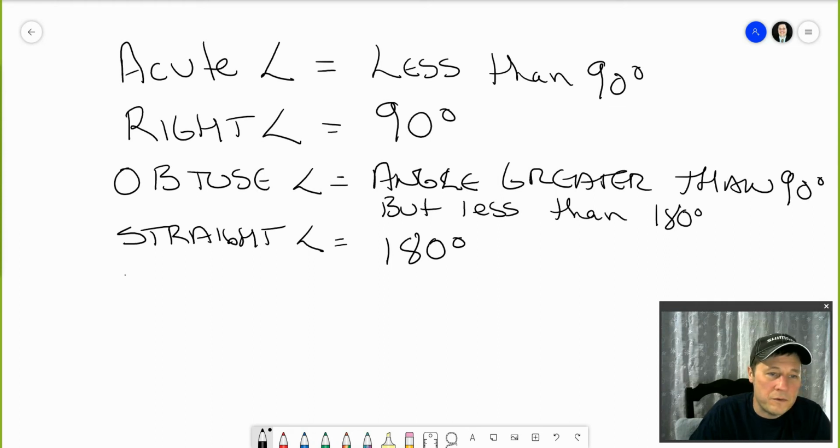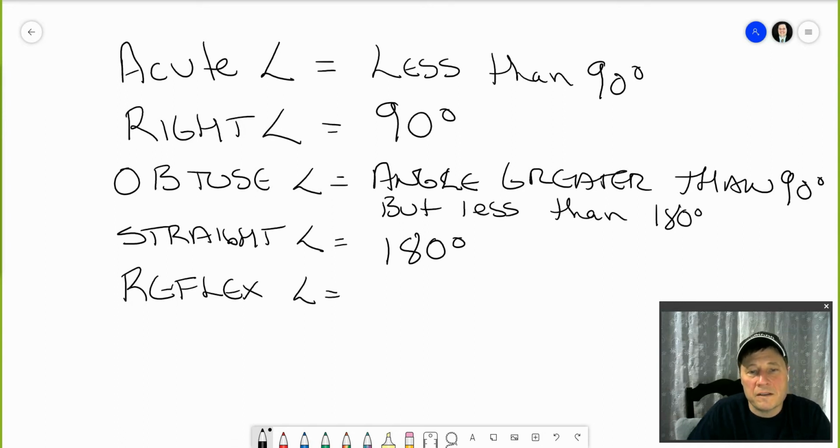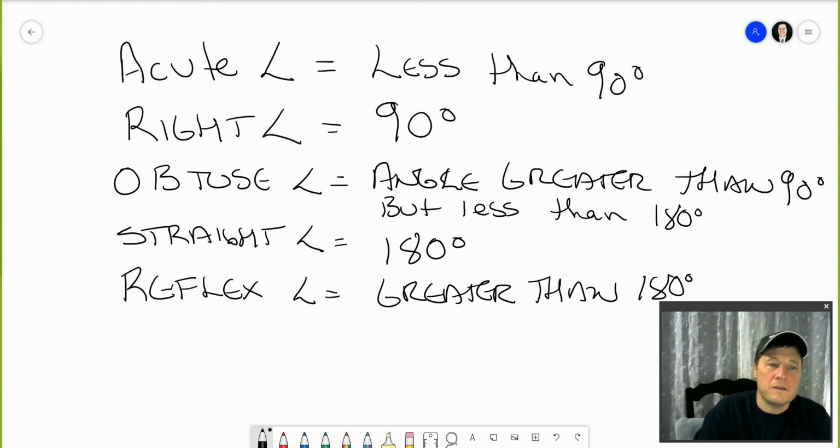And then of course we've got a reflex angle. A reflex angle is greater than 180 degrees. So these are the angles that we're going to be talking about, especially when it comes to the next, I think it's the next 3 lessons in math.